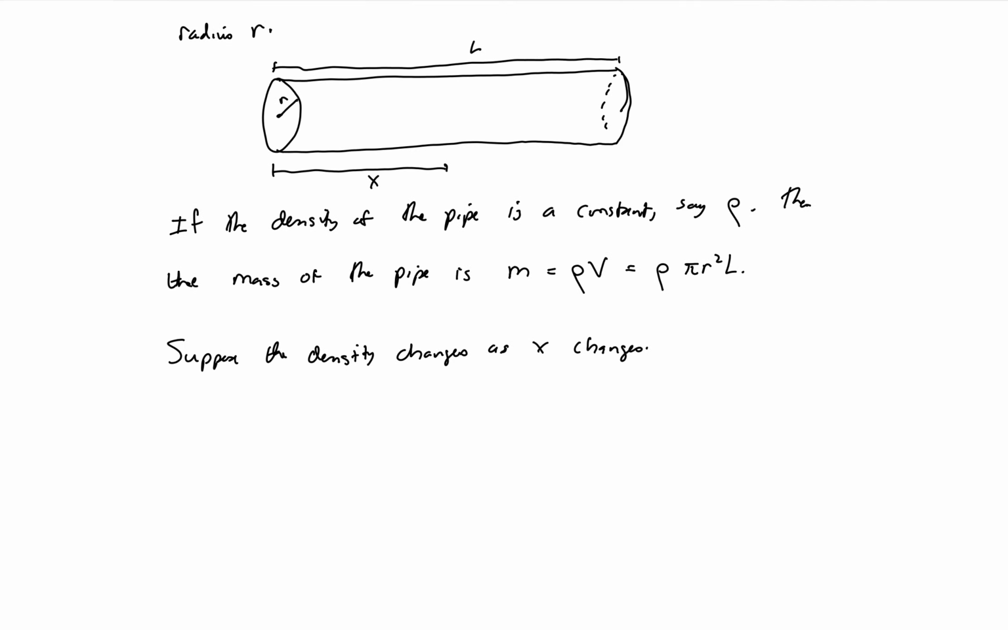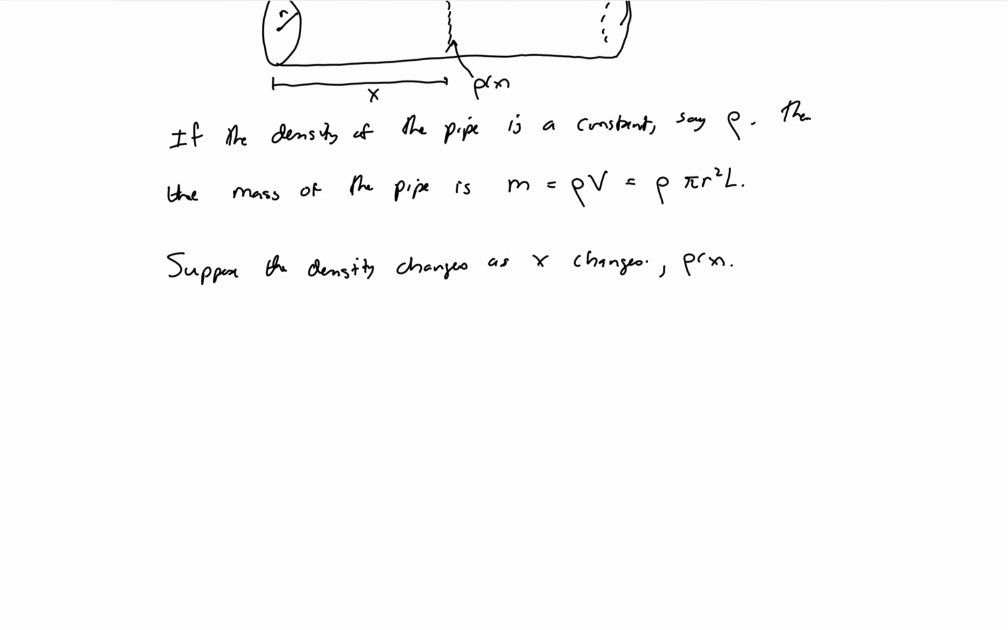Okay, so right here, say, this would have density rho of x now. So we'll say this function is rho of x. So now we don't have a nice formula for this because the density isn't constant, so I can't just multiply the density times the volume because it's changing at different spots. So what we'll do is we'll approximate this.